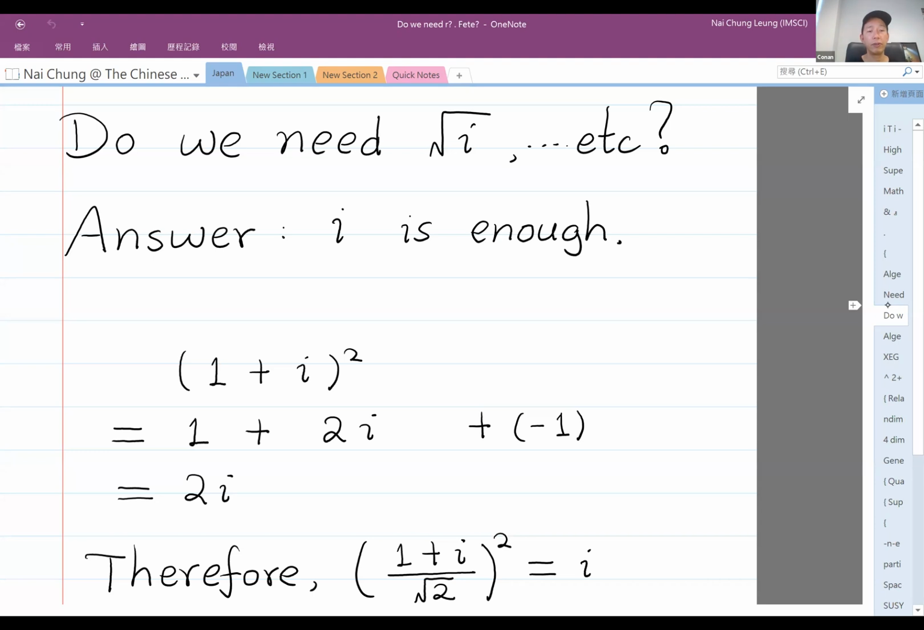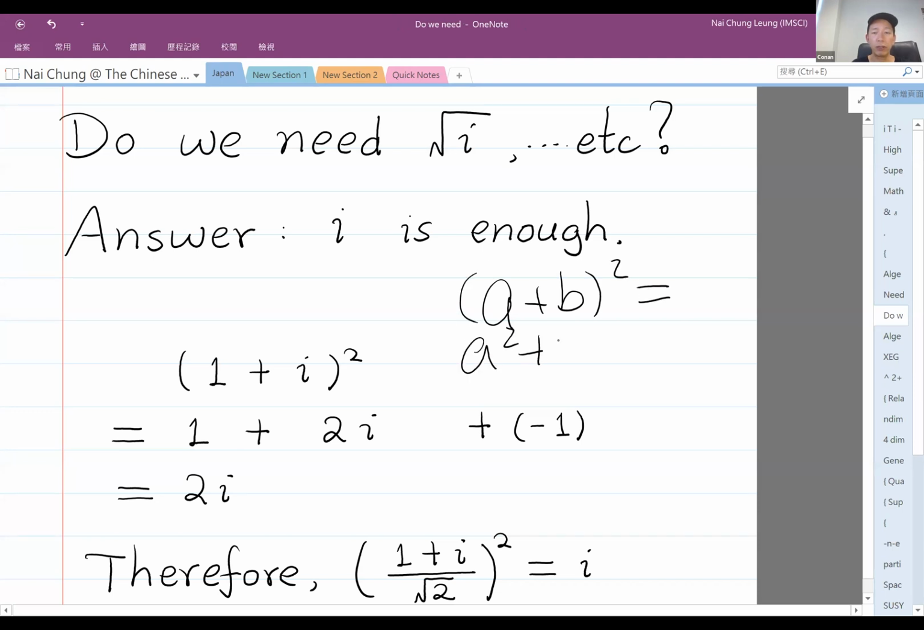Okay, so let me just show you one example. Here is the one. Can you take the square root of i? Yes, you don't need to create j or something. Here are the calculations. I'm just showing you that you want to find something whose square is i. You look at (1 plus i) squared. In general, (a plus b) squared gives a squared plus 2ab plus b squared.